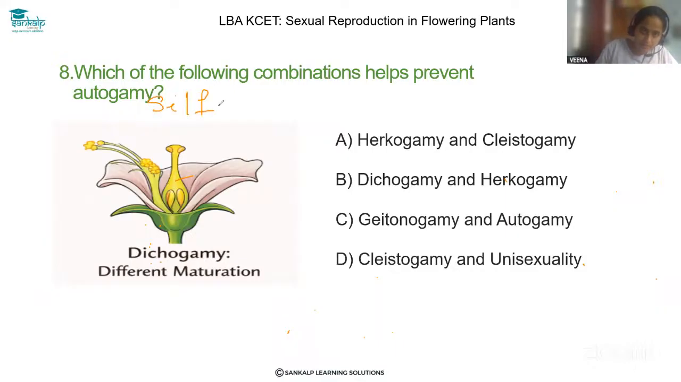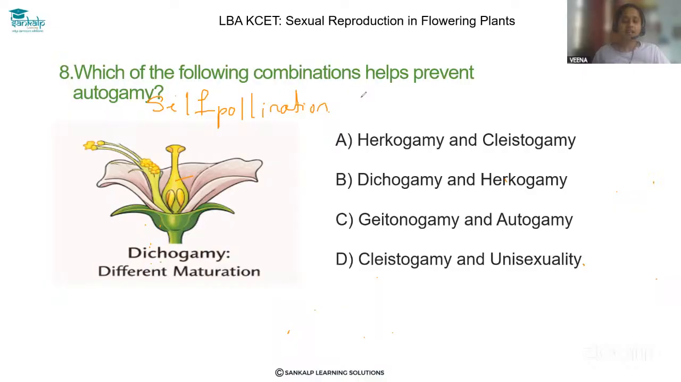Autogamy is self pollination. So here the question is, which combination is preventing the self pollination in the plant? So the dichogamy, there is a mechanism. The plant itself has developed naturally some methods to prevent the self pollination.